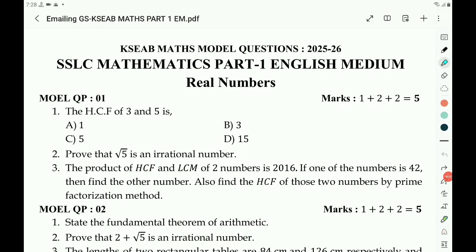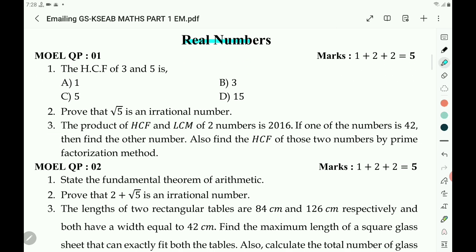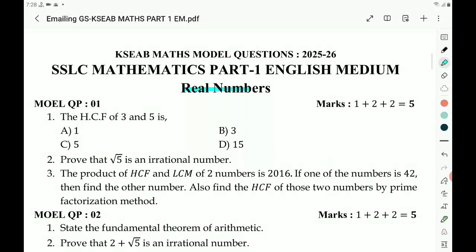Dear children, now let us solve the questions from the model question papers 1, 2, 3, 4 from the chapter Real Numbers. In each question paper, there is one 5 marks question, one question of 1 mark, and 2 questions of 2 marks. Now let us take model question paper 1.